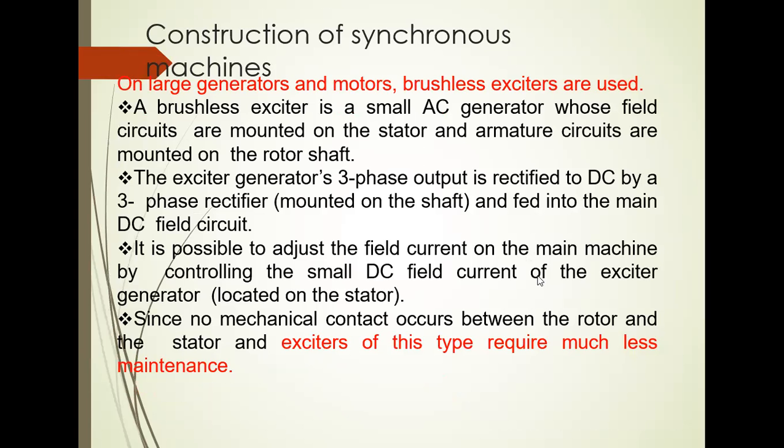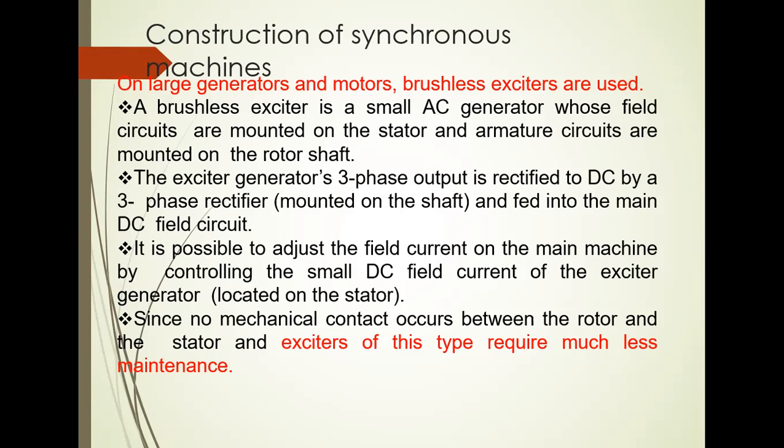So for large generator and motor, brushless exciters are used. So what is brushless exciter? It is a small AC generator whose field circuits are mounted on the stator and armature circuits are mounted on the rotor. The exciter generator three-phase output is rectified to DC by a three-phase rectifier that is also mounted on the same shaft and fed into the main DC field circuit.